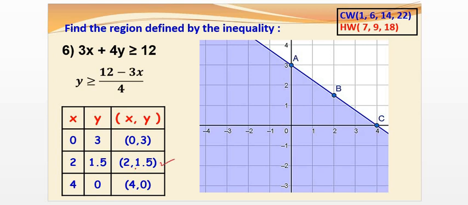So I will just explain you this part. 2 and 1.5, this is the x coordinate, this is the y coordinate. So on the x-axis you will go to 2 and then you will go 1.5. So this point will be the second point. And if you want to check your answer, you can take any point in the unshaded region, place it here in the inequality and check. If the inequality still remains correct, that means your answer is correct.